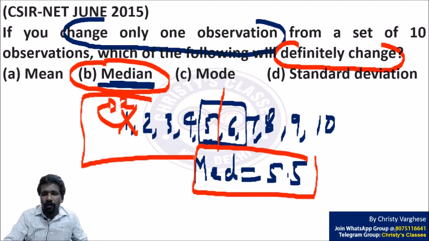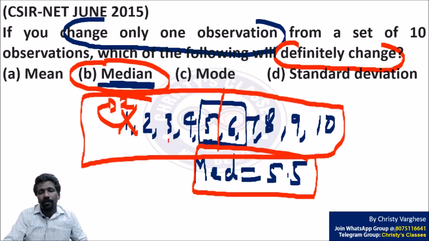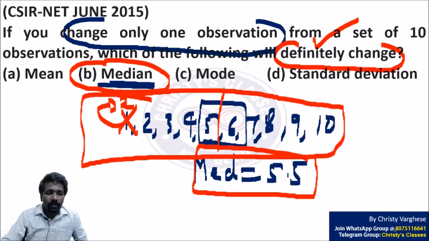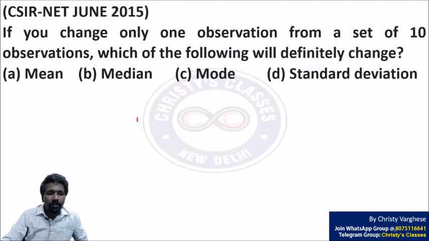This is one counter example to say that it will not always change. Median will remain 5.5 itself. I agree that there may be 1000 examples where it may be changing or 10,000 examples where it may be changing. But one counter example is enough to say that it will not change definitely. It will not change always. Definitely change means always change. So option B is not the answer because it is not necessary that it will change.